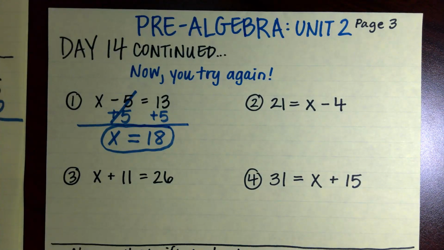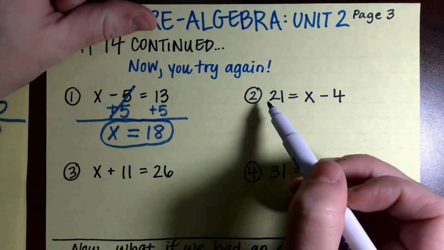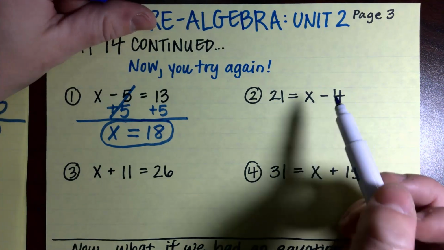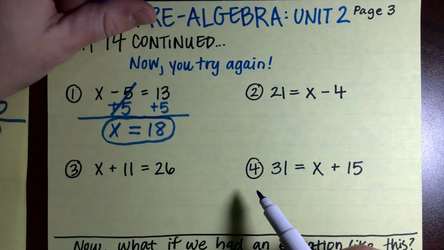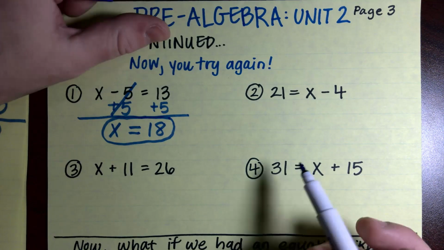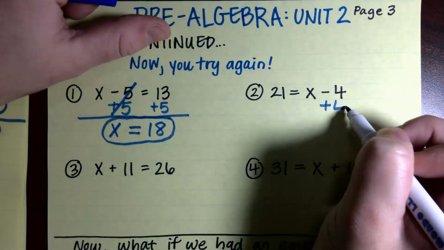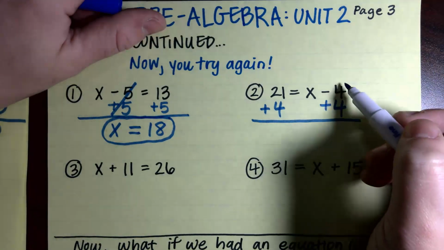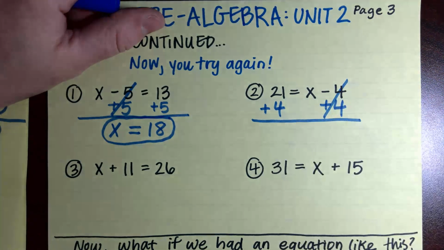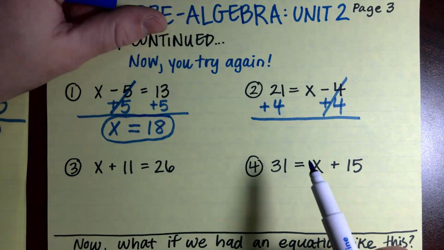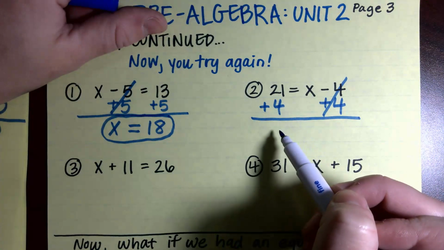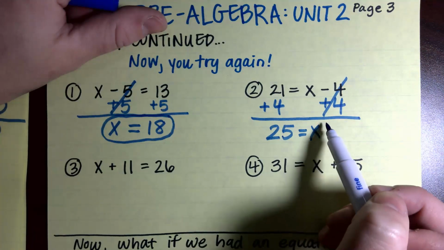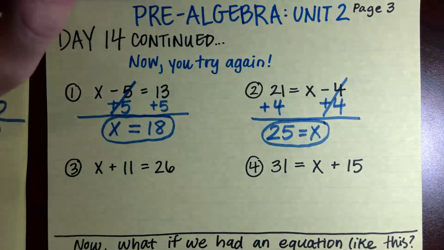You're so sweet. Okay, number 2, we have 21 is equal to x minus 4. What do I need to do to get x by itself? Add 4. We want the 4s to cancel. And then we've just got to do the same thing to the other side. So negative 4 and plus 4, those cancel. Now what do we do? Yeah, 21 plus 4, what is that? 25 equals x. Good.